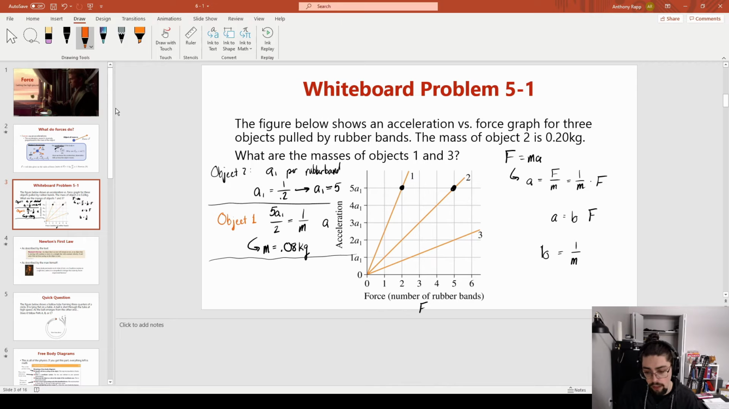So let's keep going with it. Let's say object 3, because we already know what object 2 is. And object 3, this is not a good spot, right? So I'm going to go a little bit before that. I'm going to look at this spot right here. At this point, my rise is 2 times A1, 10, over 5 rubber bands. Should be equal to 1 over mass. My mass should be 0.5 kilograms for object 3.